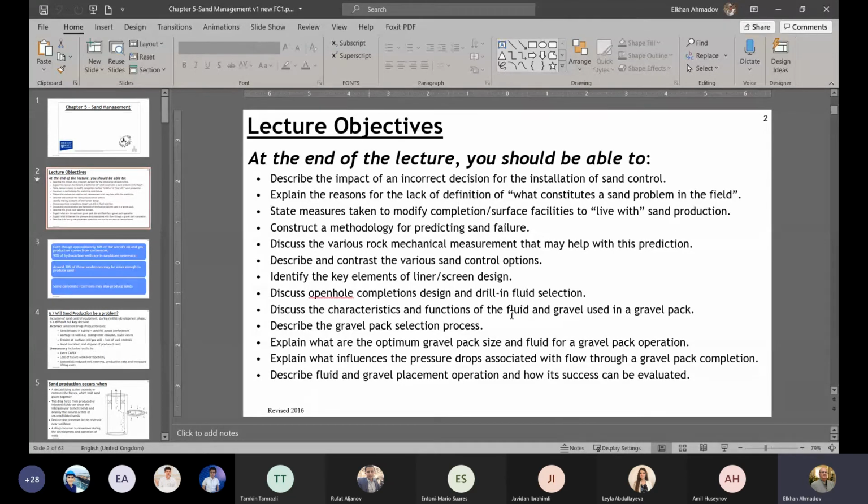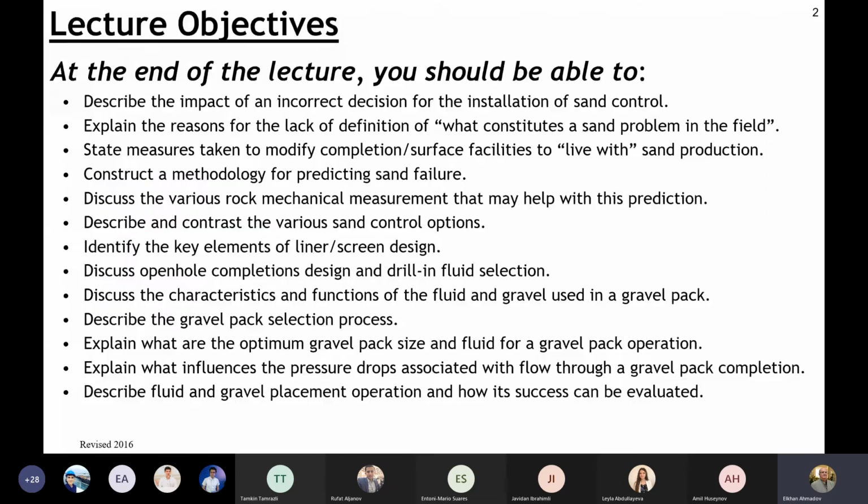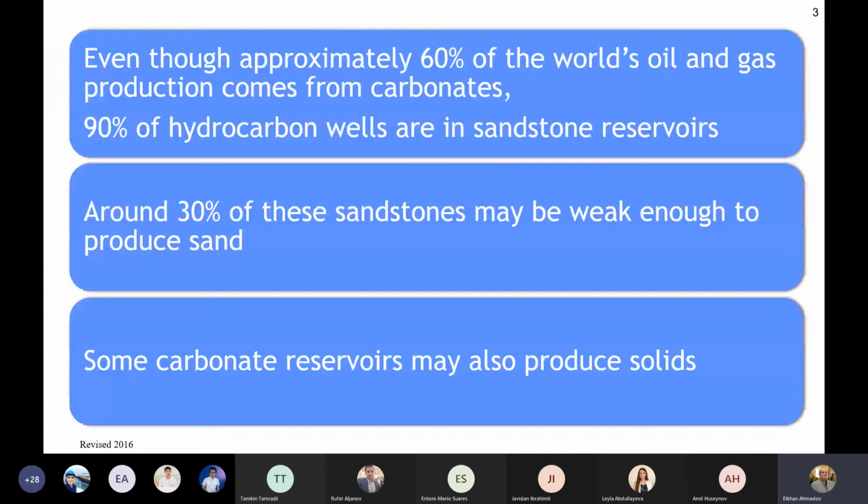So the sand production is one of the major problems in the petroleum industry because many hydrocarbon drilled wells are in sandstone reservoirs. As it says in this slide, although approximately 60% of the world's oil and gas production comes from the carbonates, 90% of hydrocarbon wells are in sandstone reservoirs.